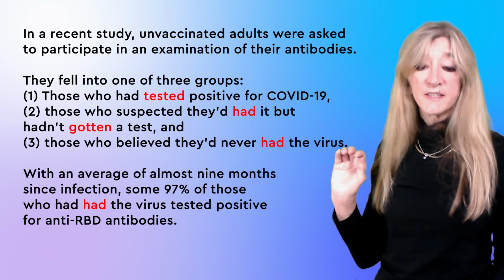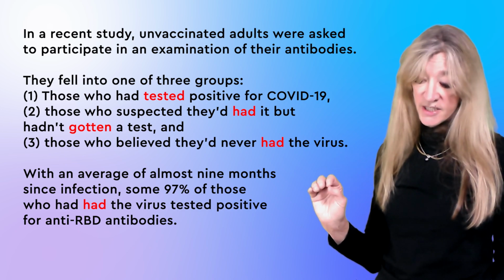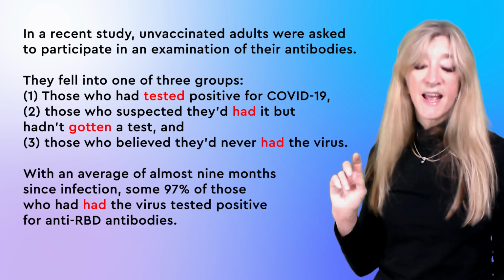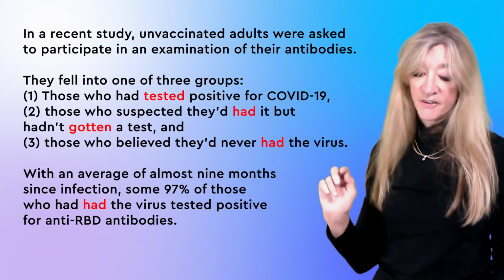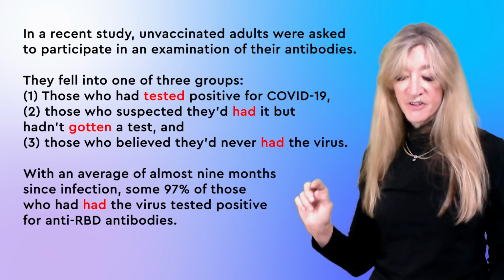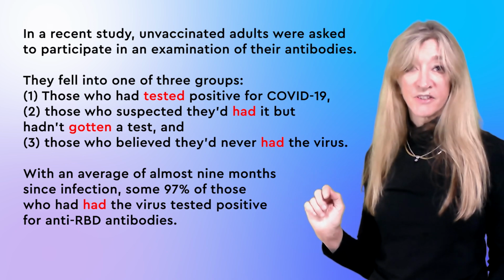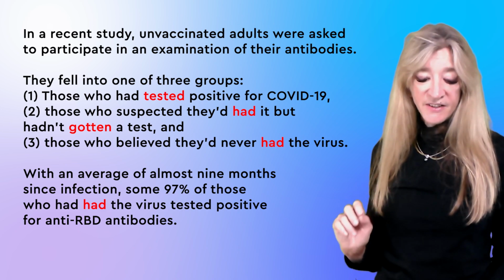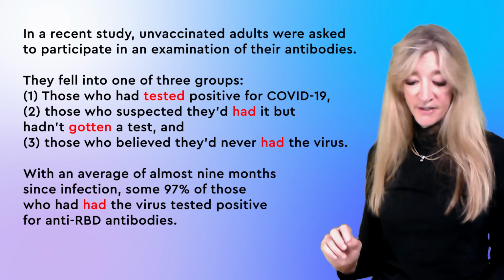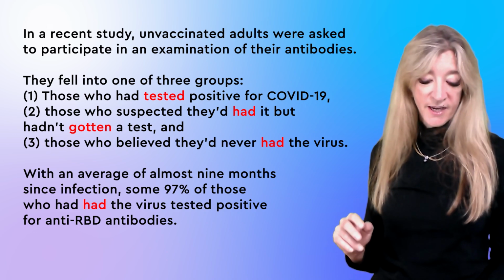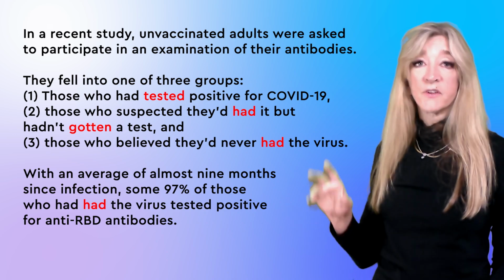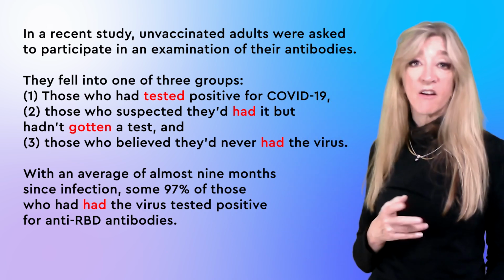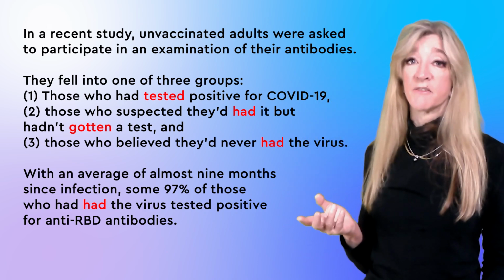1, those who had tested positive for COVID-19. 2, those who suspected they'd had it, but hadn't gotten a test. And 3, those who believed they'd never had the virus. With an average of almost 9 months since infection, some 97% of those who had had the virus tested positive for anti-RBD antibodies. So there are several forms of had in this one brief passage, and they all read naturally and smoothly to native eyes.